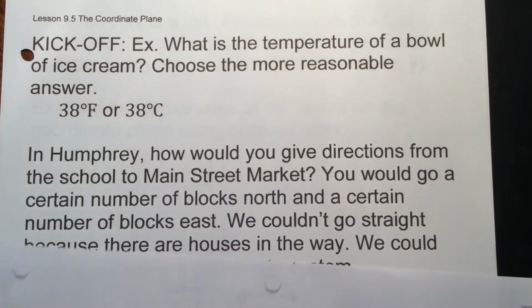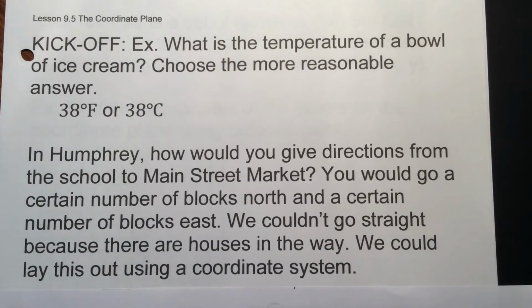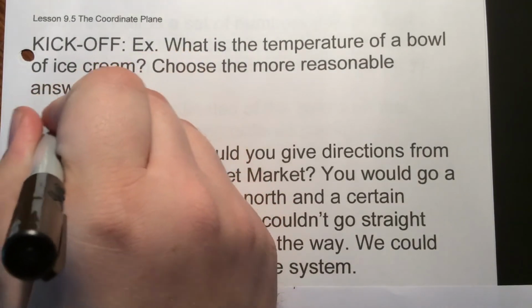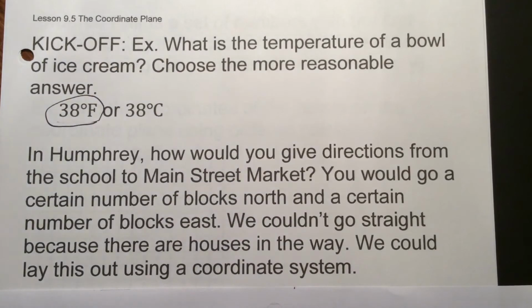So, if you want to think about it, we'll start looking at Humphrey, which first off, the kickoff real quick, 38 degrees Fahrenheit. Ice cream is probably going to be just a little bit above freezing, because your ice cream always starts melting a little bit. It's a little soft. You don't want it just frozen solid like a chunk. So 38 degrees Fahrenheit would be what's reasonable for an ice cream temperature.